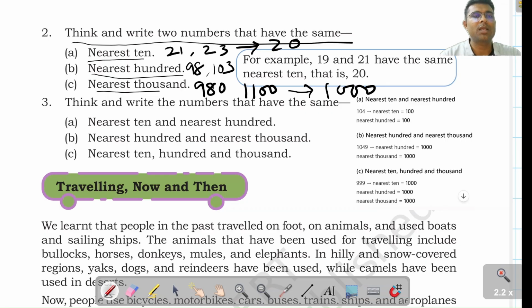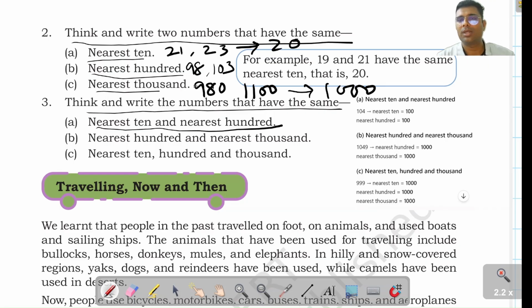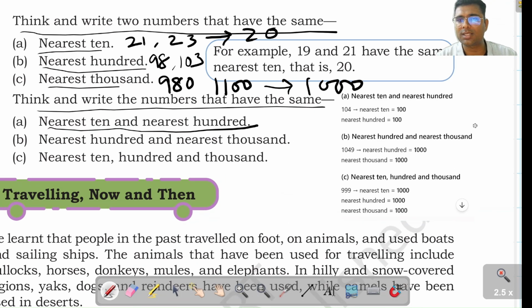That is same. Coming to the third question, think and write the numbers that have the same nearest tens and nearest 100. Okay, so you can see here I have already written the answer. So nearest tens and nearest 100. So 104 is the number whose nearest 10 is 100 and its nearest 100 is also 100. So its answer will be, बच्चों, 100 and 100. You can also write 103, 102. It is not mandatory that you write 104 as the answer. It can be 102, 101 as well.